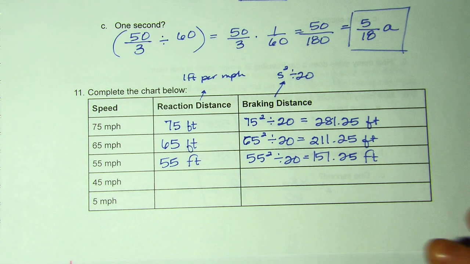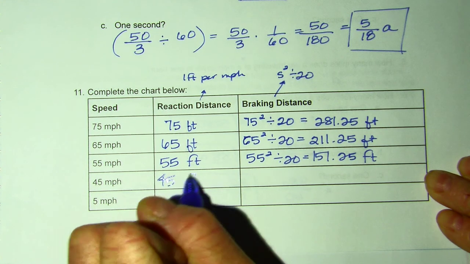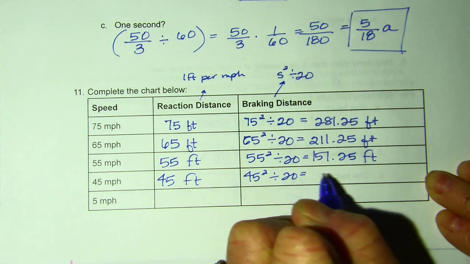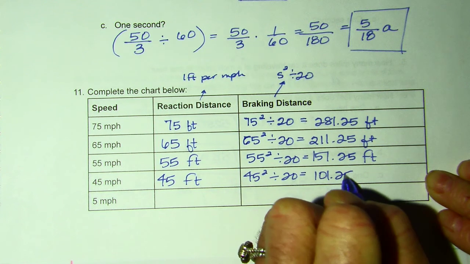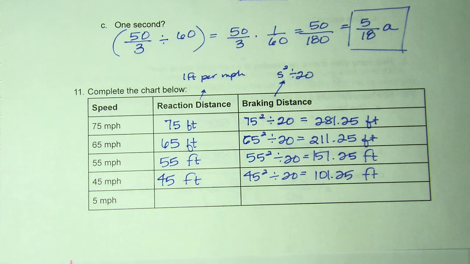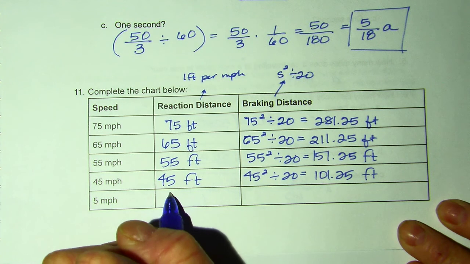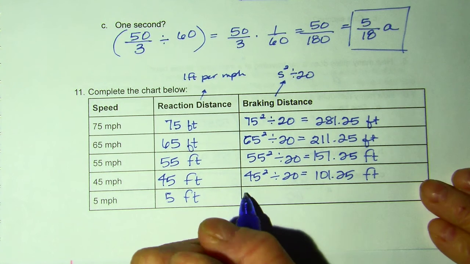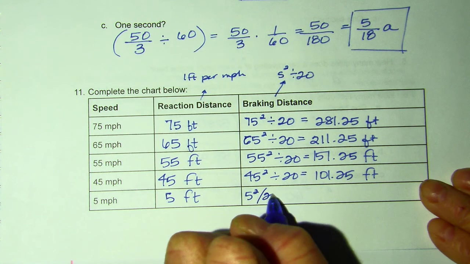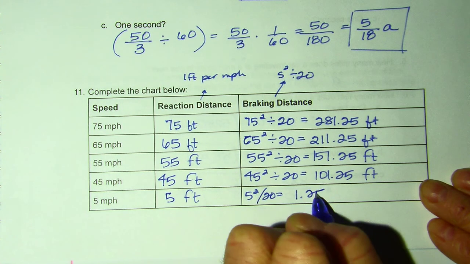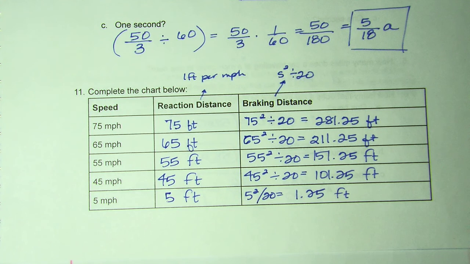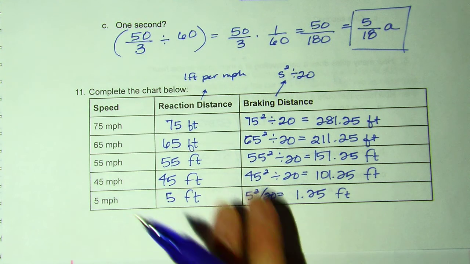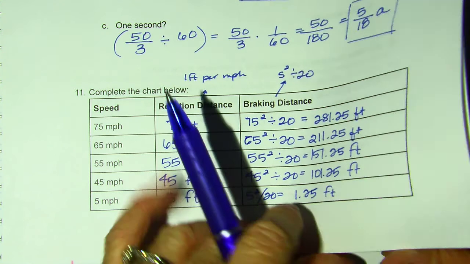So next one, 45 feet. This would be 45 squared divided by 20, which gave me 101.25 feet. Last one, if I'm only driving 5 miles per hour, it would only take 5 feet to react, and my brakes would only need 1.25 feet to come to a complete stop. So the faster you're driving, the longer it takes for your brakes to come to a complete stop, which is kind of common sense, but.